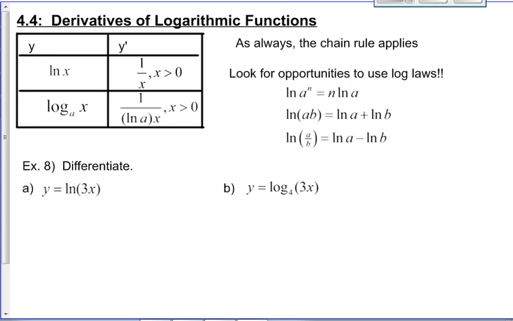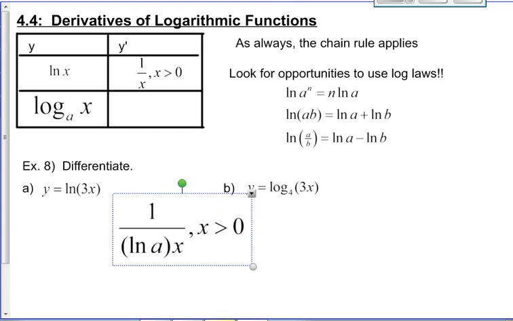Taking a look here at derivatives of logarithmic functions, if y is ln x, then y prime is 1 over x. And that only works if x is greater than 0, because you can't take the log of a negative or 0. This one, if we have a different base, log base a of x, here's what we get. 1 over ln a times x. And again, that only works if x is greater than 0. If you can't see that, here it is.